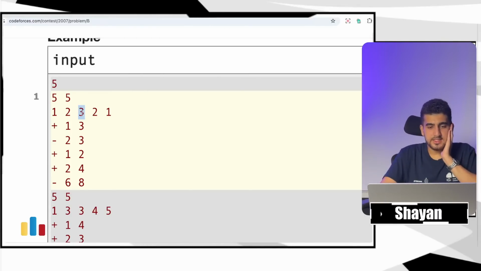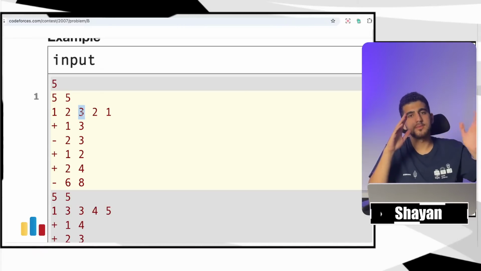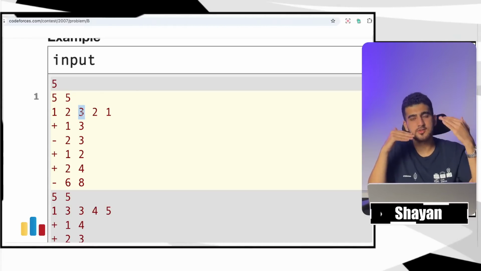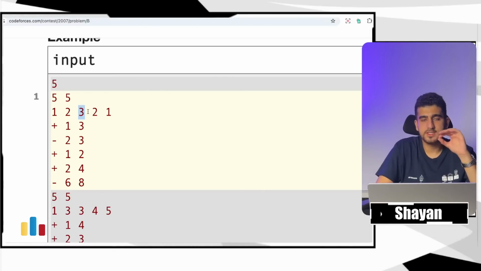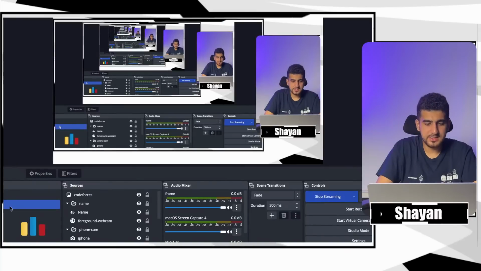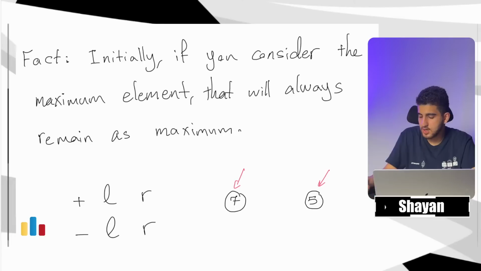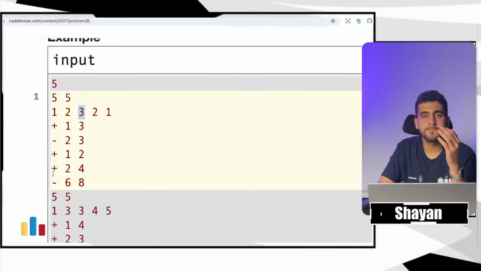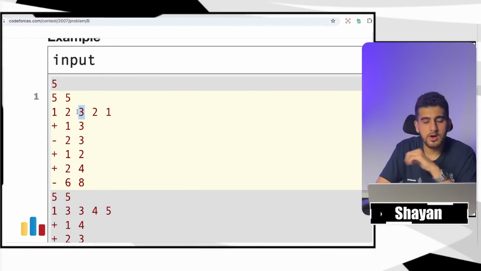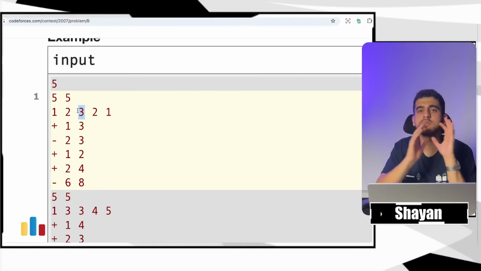And because we know that this element always remains as maximum, it's never possible that some other element becomes strictly greater than it. It's just enough for us to keep track of the current value of this index. So once this fact is proved, that if you consider the maximum element, it always remains the maximum, then we just need to keep track of that element. This is 3, this is the maximum, and this will always remain as maximum. So we only need to keep track of this one.